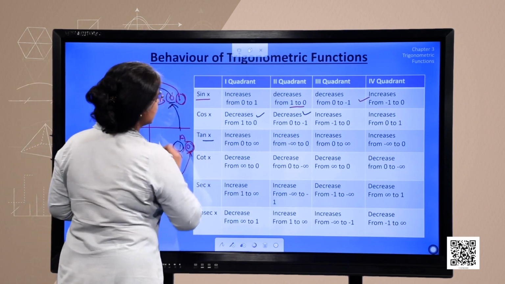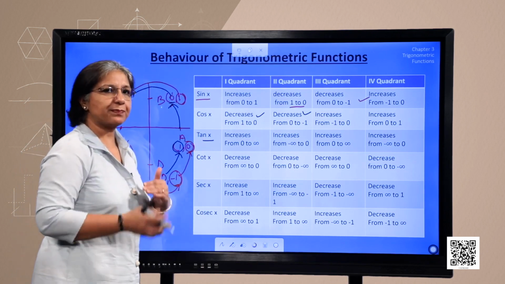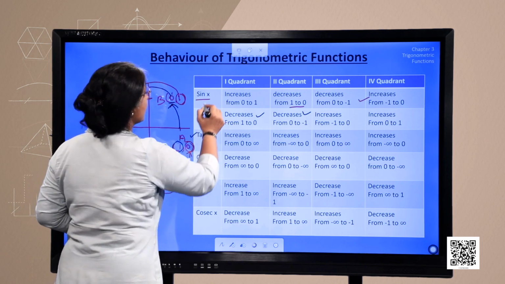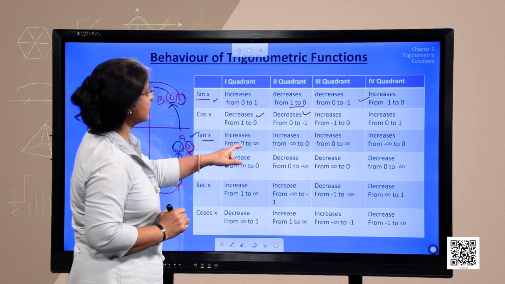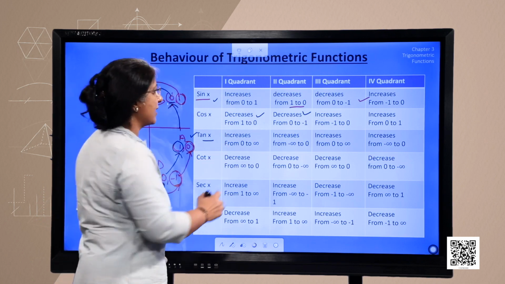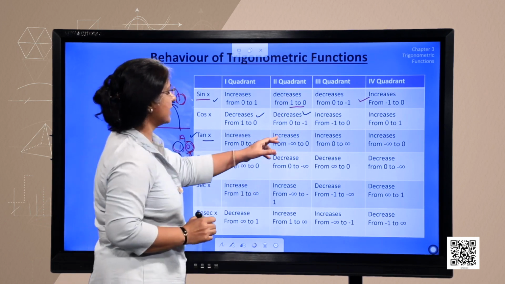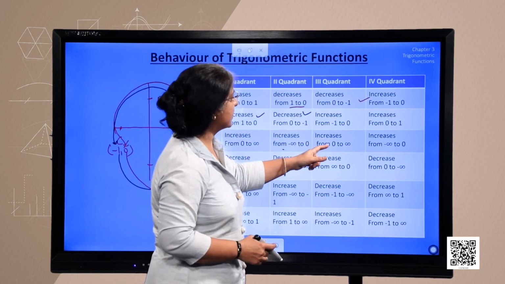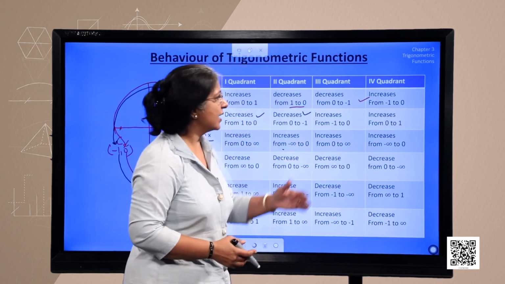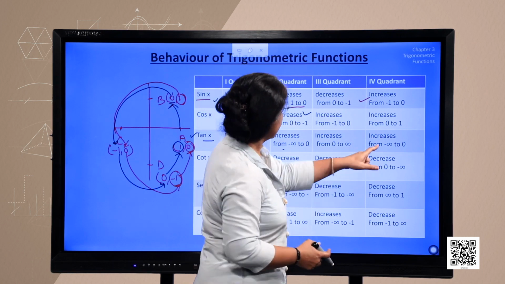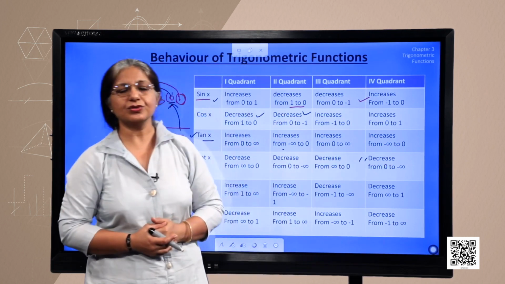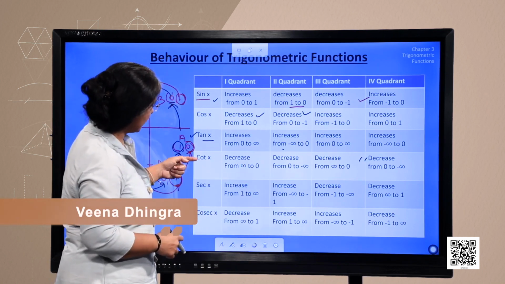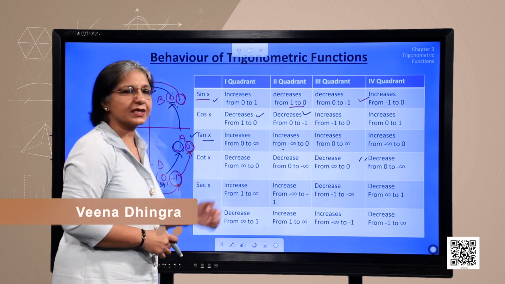Now, tangent x. The value of tangent x depends upon the ratio of sine and cos. Tangent moves along with the value of sine. It increases from 0 to infinity in the first quadrant, and in the second quadrant it increases from minus infinity to 0, and in the third quadrant it increases from 0 to infinity. In the fourth quadrant, it increases from minus infinity to 0, and similarly, you can find this behavior for cot, secant and cosec from this table.